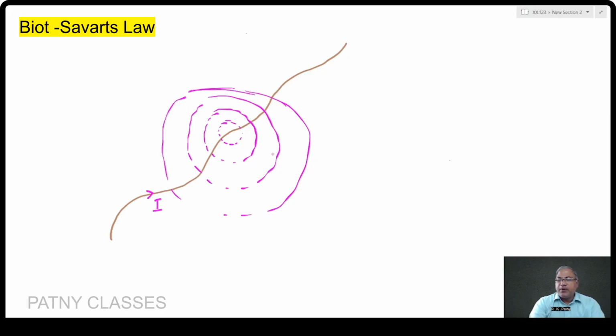So we select a particular point. Suppose I select the point P. At the point P, you want to find how much magnetic field is produced. That magnetic field at the point P we can easily obtain by using Biot-Savart's law.